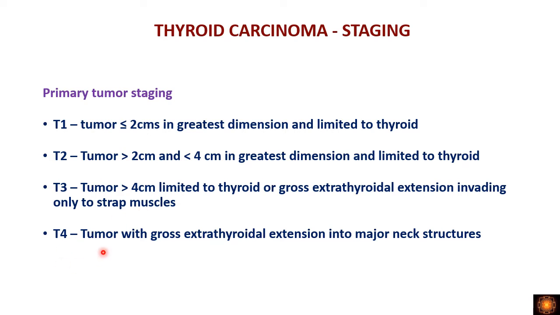And T4 is tumor with a gross extrathyroidal extension into the major neck structures, like it goes into the trachea and the esophagus. If the major neck structures are infiltrated, then it comes as a T4. Only if the muscles are infiltrated, it comes as T3. If the major neck structures are getting infiltrated, it comes as a T4.